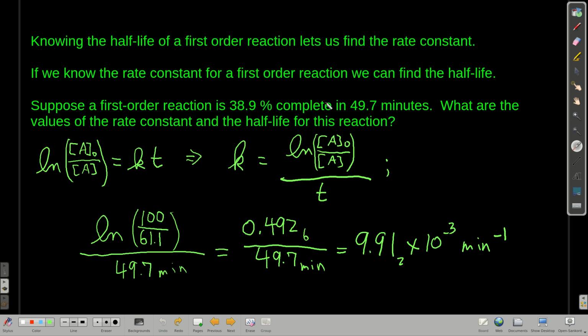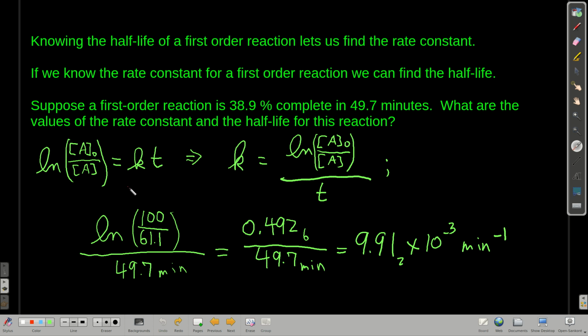So knowing the half-life, we can find the rate constant, and knowing the rate constant, we can find the half-life. We can play with this equation that I just showed you. For example, let's suppose we have a first-order reaction that's 38.9% complete in 49.7 seconds. We can find the rate constant and the half-life for this reaction.